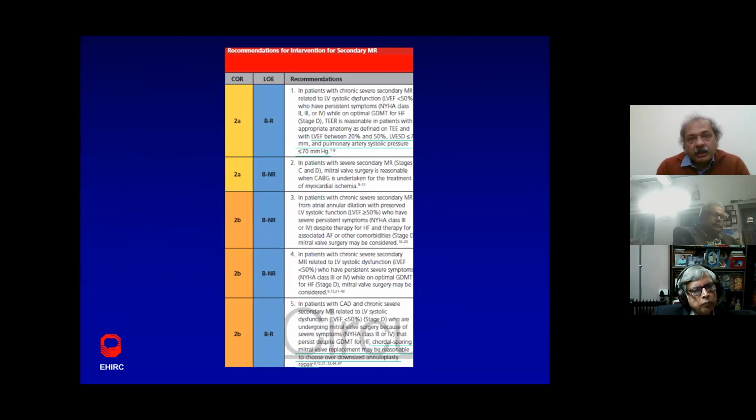benefit. Now, as far as current recommendations for intervention are concerned for secondary MR, there is a space for MitraClip or TEER, but the caution is that the LV end systolic diameter should be less than 70 millimeters and pulmonary artery pressure should be less than 70. Of course, the usual exclusion criteria are there: the coaptation distance should not be less than 2 millimeters. Calcium should not be there between A2 and P2, and whatever are the usual contraindications, we are continuing.